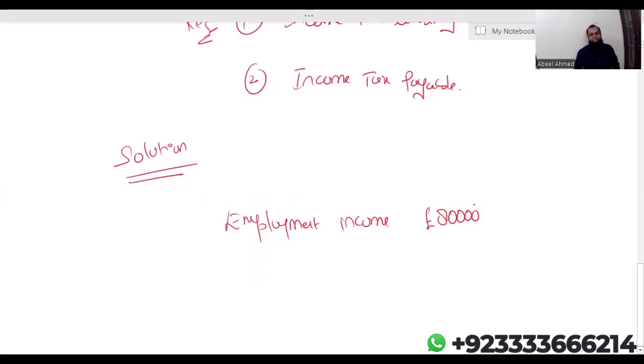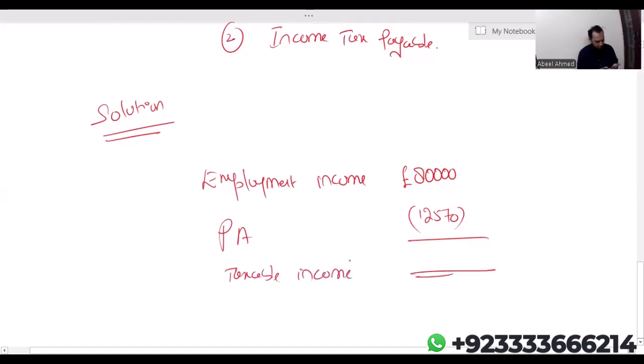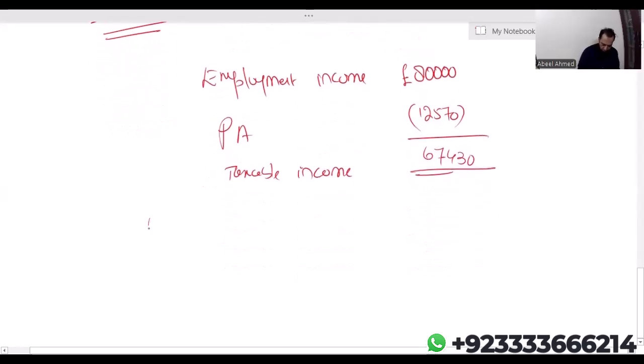We'll be solving directly: employment income 80,000. Obviously, on the entire 80,000, income tax will not be paid. We will deduct the personal allowance, which is 12,570. Now you will get taxable income. 80,000 minus 12,570, the taxable income is 67,430. So we'll apply tax rates on 67,430. This is what we have done previously as well. Nothing new.